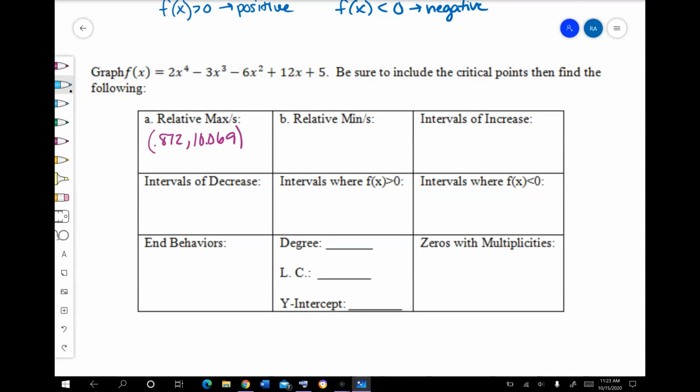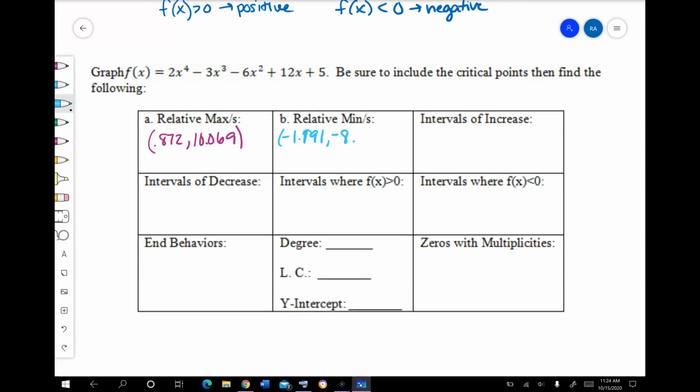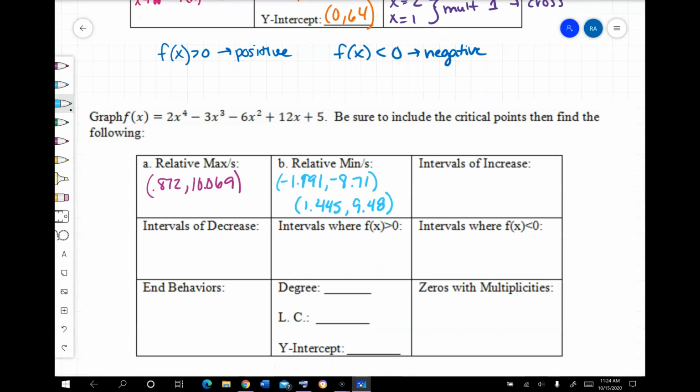So my min will be, let's not do that. My min is -1. That's still 2. So my min will be negative 1.191. And I think that was 8.71, okay, 8.71, and then my other min was 1.445, 9.48. Okay? All right.